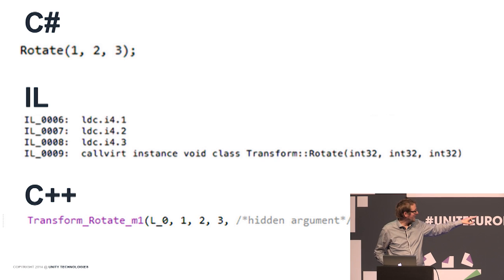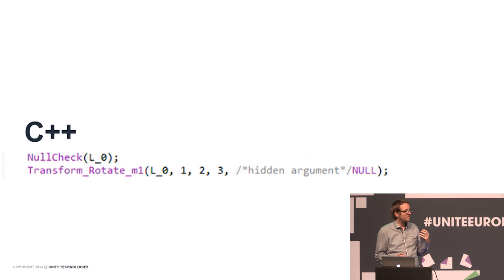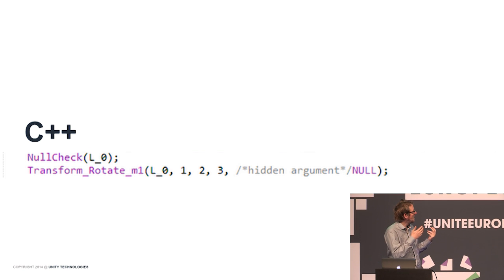Actually, the C++ part I have here at the bottom, it's a little bit lying, because what we really do is this. It's not only do we do the transform rotate call, but we also do a null check, because C# guarantees that if you call a function on a null object, you actually get an exception instead of crashing. Over time, it's very likely that we'll add optimization options to IL2CPP that allow you to say, well, I don't really care about that part of C# behavior, as long as you can make it a tiny bit faster for me.